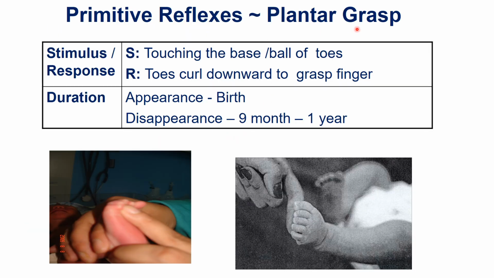Now come to plantar grasp reflex. Here the stimulus is touch the base or ball of the toe like this, in the above part. This is the ball of the toe. So touch the base or ball of the toe, then the response will be the toes curl downward to grasp your finger. Here you have touched, and then the toes turn towards your finger and grasp it. The appearance is at birth, and disappearance is by 9 months to 1 year, before the baby walks.